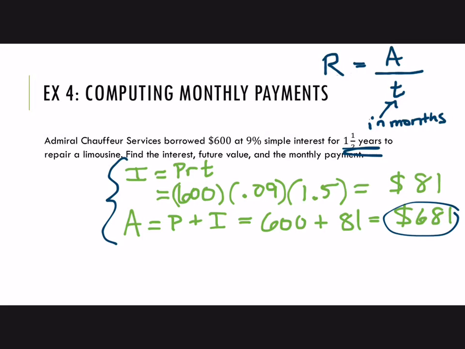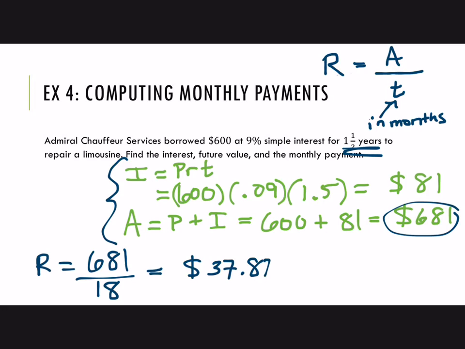Okay, so let's try it out. So we have the future value, $681, and how many months are in 1.5 years? All right, well, you would do 1.5 times 12, if you didn't know, and that would give 18 months. Okay, so you're going to take that and split that amount over 18 months, and the monthly payment will be $37.83. Okay, so they'll pay that amount each month, and by the end of the 1.5 years, the entire loan and the interest will be paid off.